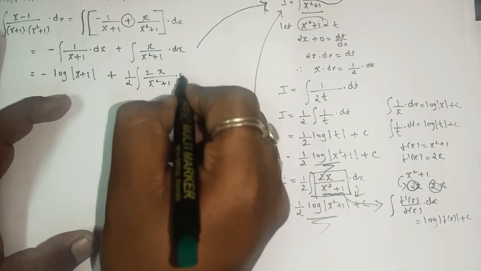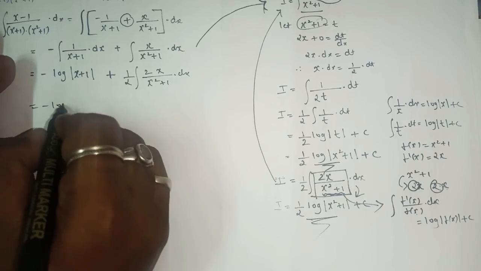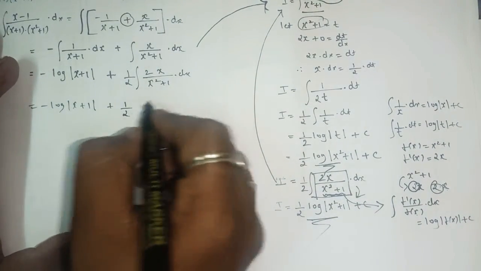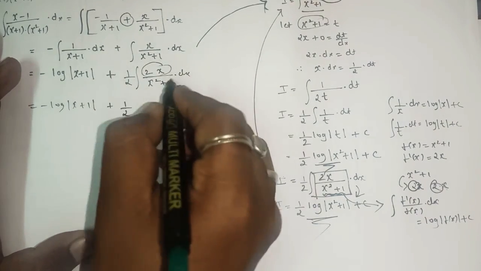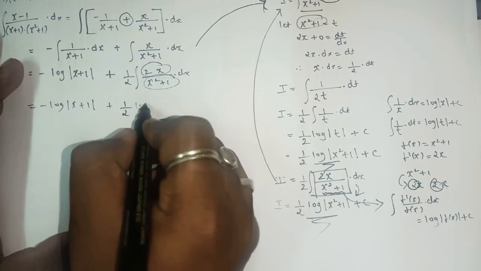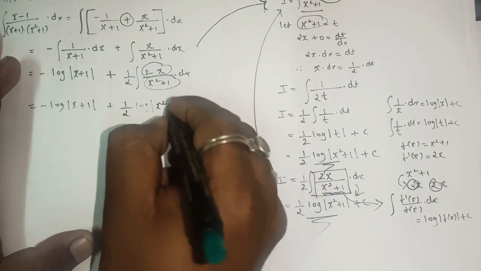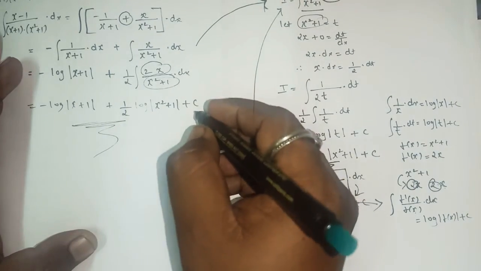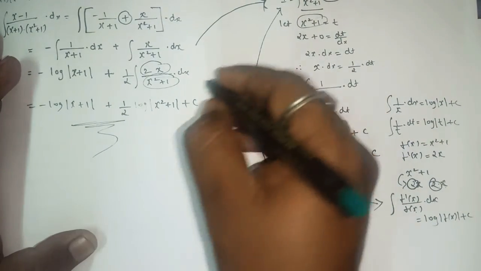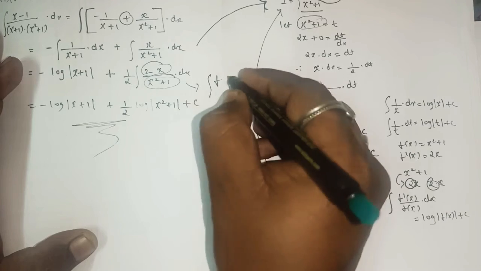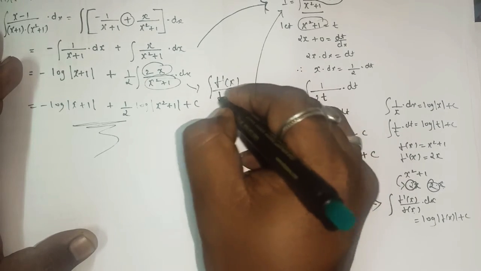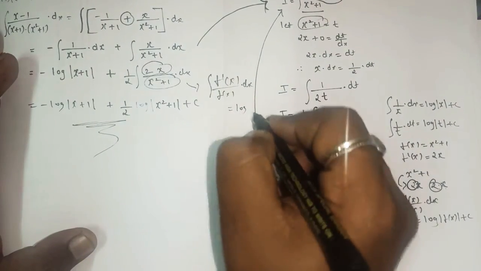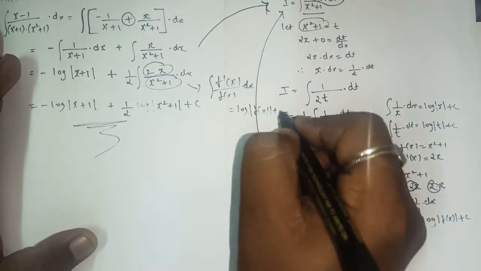Okay, so therefore minus log mod x square plus 1, 1 upon 2, as clearly we can see that this is f dash x and this looks like f of x. So log mod x square plus 1, as both the integral sections we had removed, we can write plus c here. So that's the end of the sum, and here we can write the property which we had used: f dash x upon f of x into dx equals log mod f of x plus c.